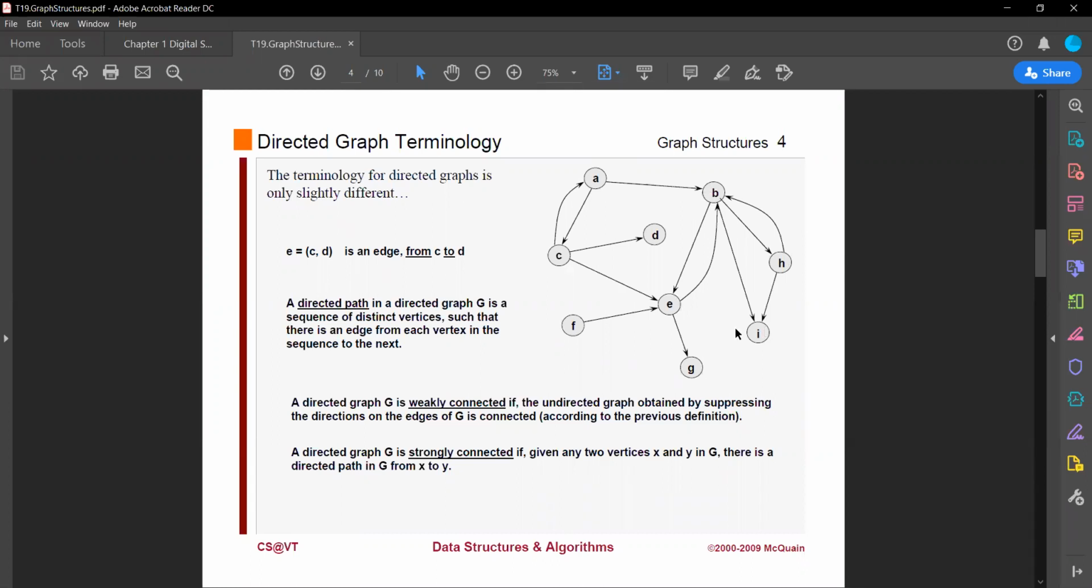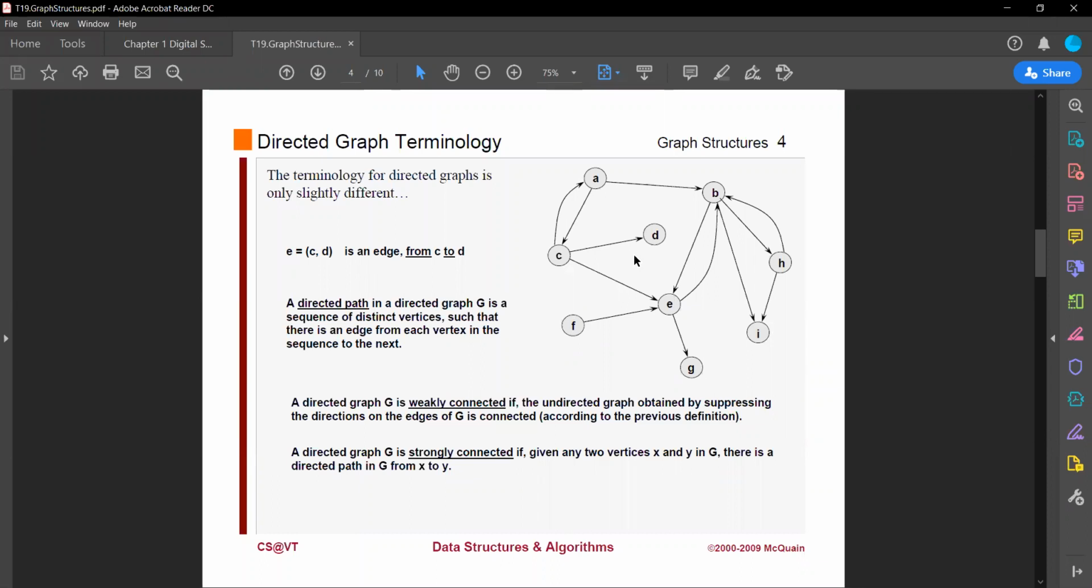If we ask, is there any path from F to A? The answer is no, because there is no path from F to A. If we see F to E, then we can go from E to B, and from B to I, but this is the last destination. So there is actually no path from F to A.